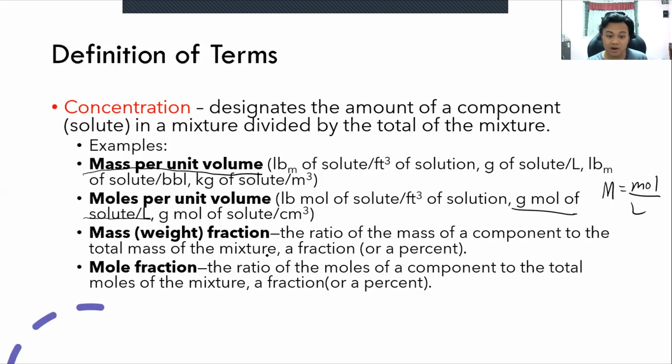And then we also have our weight fraction or mass fraction, the ratio of the mass of a component to the total of the mixture, as a fraction or percent. Then we also have our mole fraction, which is the ratio of the moles of a component to the total moles of the mixture, as a fraction or percent. We have talked about that in the previous videos.